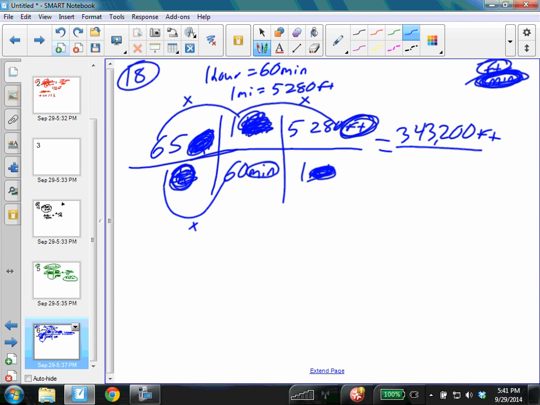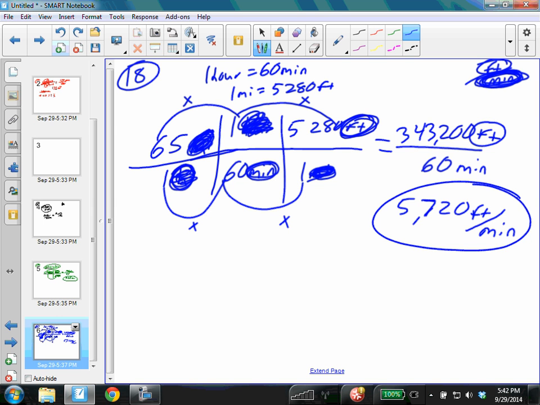So 1 times 60 times 1. So I'm going to put that into my calculator. 1 times 60 times 1. And that just gives me 60. And it is in minutes. And now all I have to do is divide. I'm going to take that top number, 343,200, and I'm going to divide it by 60. And I get 5,720. And we had feet on top per minute. So 5,720 feet per minute.